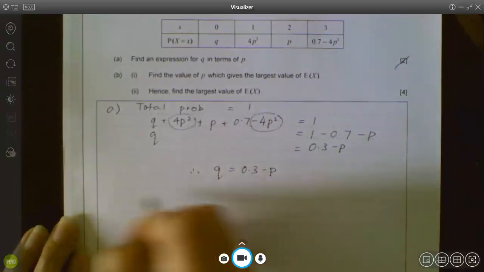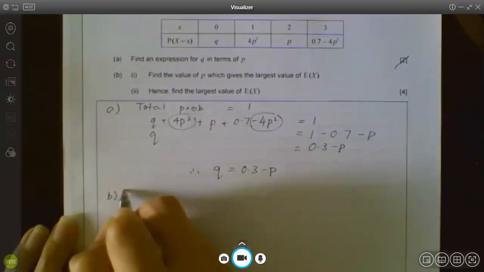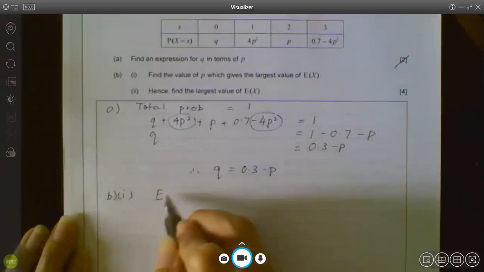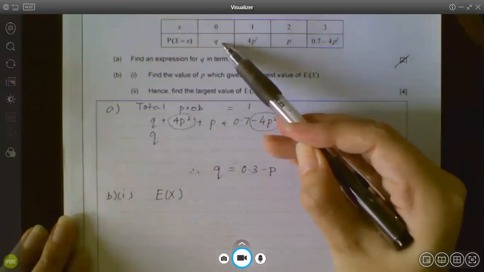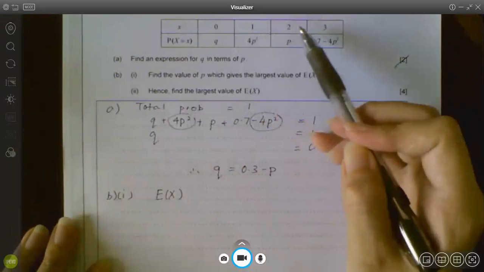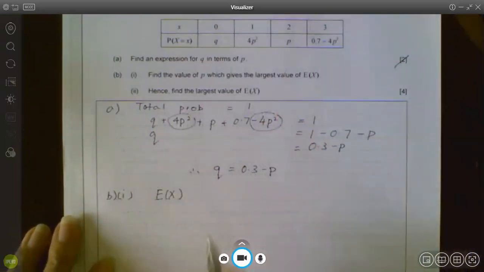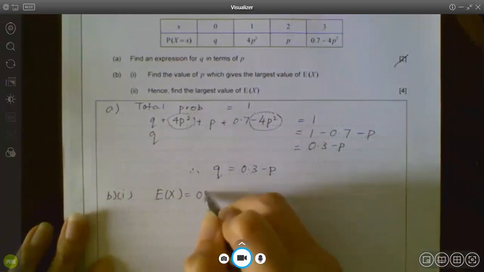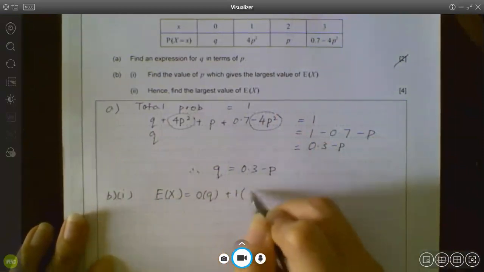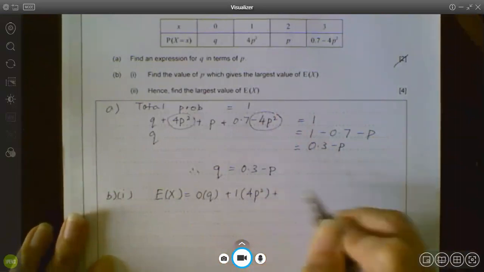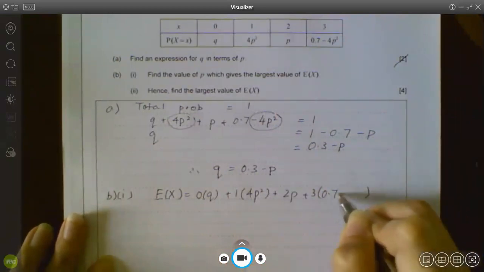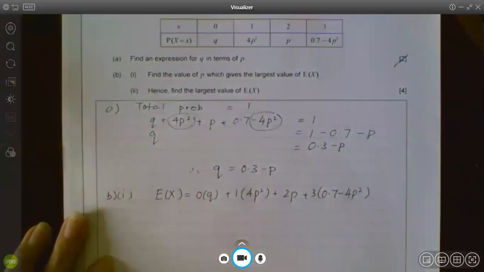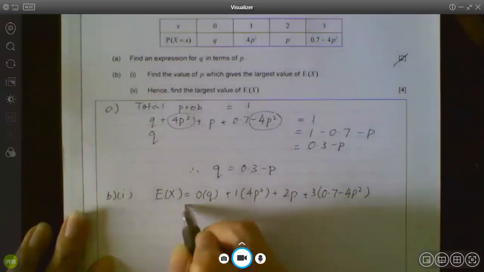Okay, for part B, part 1. Let us write down the expression for E(X). We will need to pair up the X with the respective probability and add up these pairs of products. Okay, so 0 times Q plus 1 times 4P squared plus 2 times P plus 3 times (0.7 minus 4P squared). Remember your brackets. And now let us simplify them. First term by term, and then finally we put like terms together.